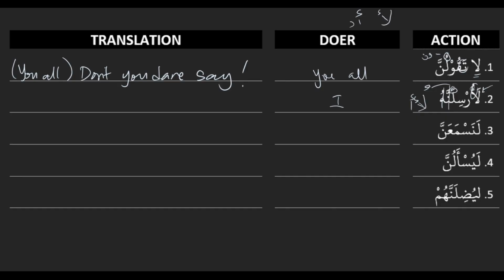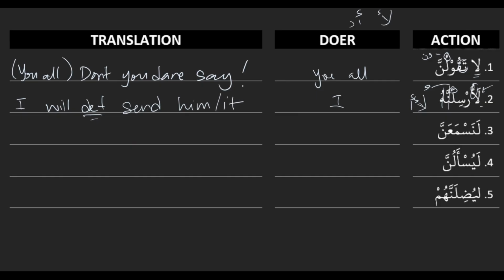So we said the embedded doer is I. And then the translation would be what? Ursilu is I send. I definitely send? Yeah. And actually, when you have a noon of emphasis, you're always going to translate as future tense. So I will definitely send. And it's like double definitely because we have a noon of emphasis and a lam of emphasis. Send, and then we have who? Him or it. Yeah, receiver, him or it.